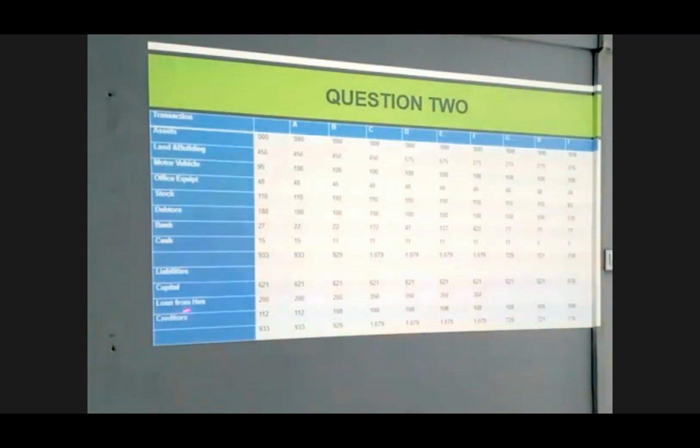Look at it. Loan from Hen. We have 200. Here we have what? 350. It means that loan from Hen has gone up by what? 150. If you look at our bank account, our bank balance has also gone up by what? 150. How are you going to narrate this? You're not going to open any account.